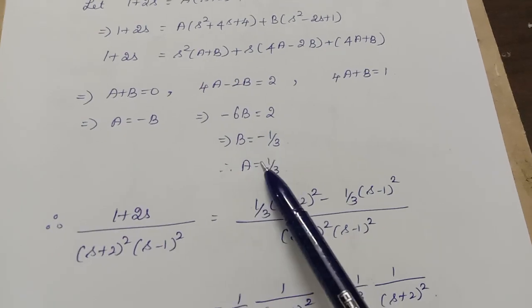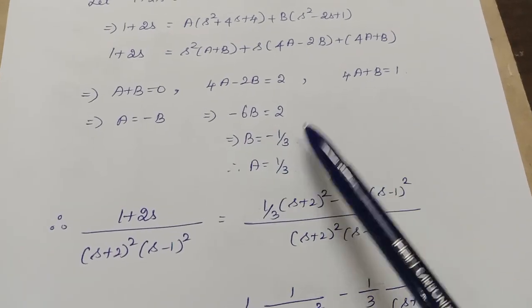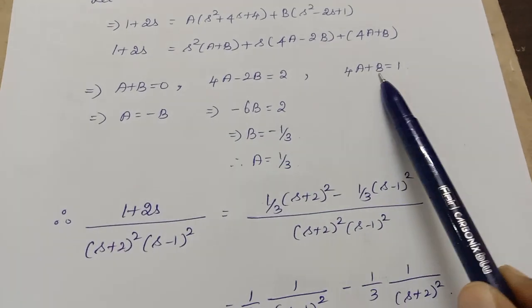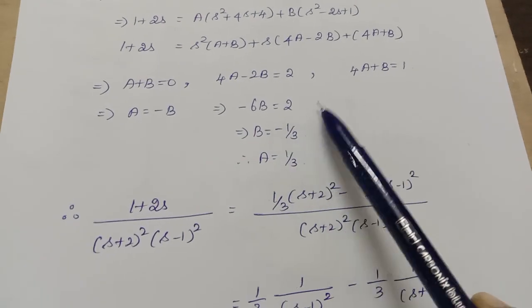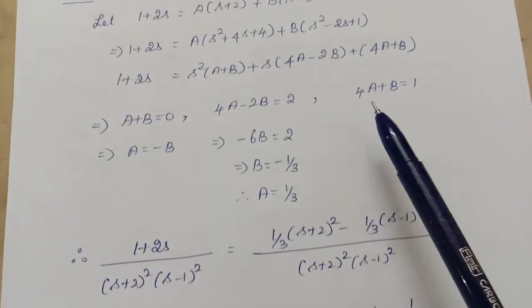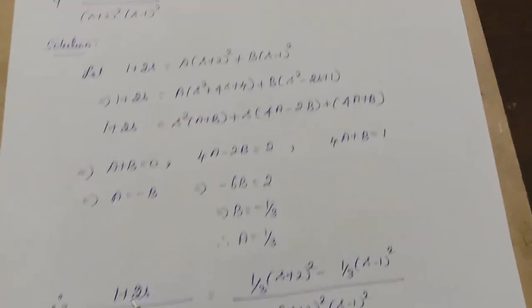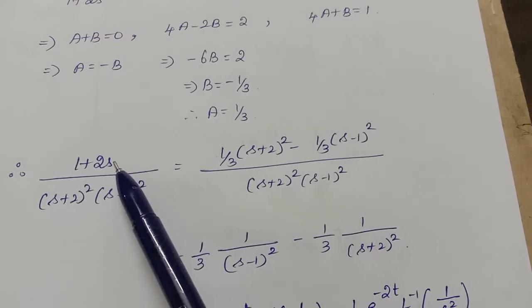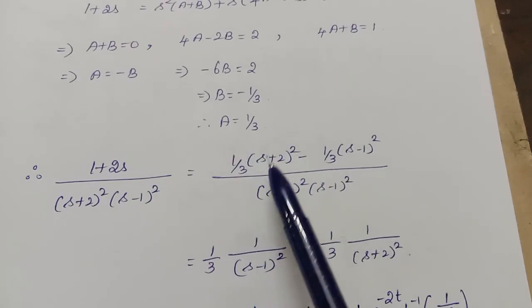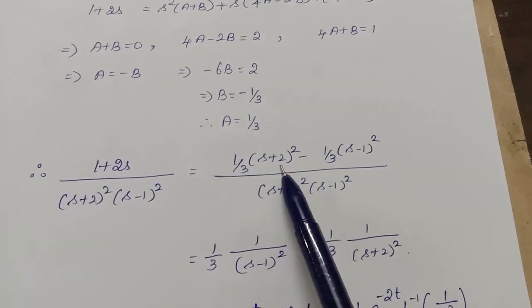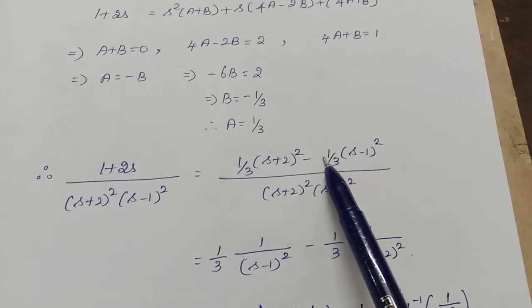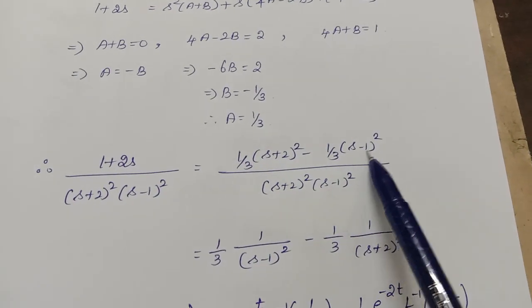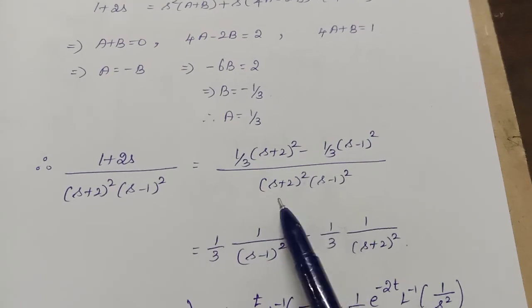Whatever answer you have obtained here, you check with this equation. Yes, I have checked, it is true. If it is not satisfied, something is wrong here, you have to redo it again. So yes, I have checked it. I have got the right answer only. So now what I am doing is I am rewriting the given function equal to, the numerator can be split up into a into (s plus 2)², that is 1 by 3 into (s plus 2)², minus b into (s minus 1)², 1 by 3 into (s minus 1)². Now split the terms.